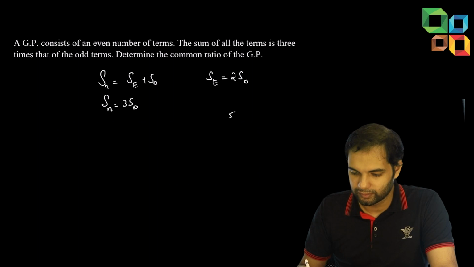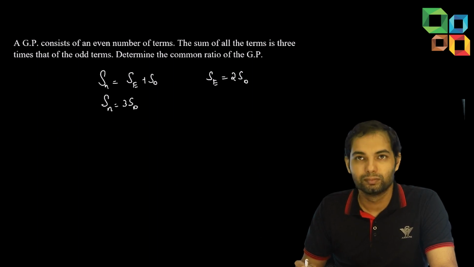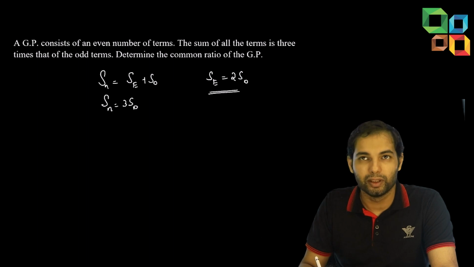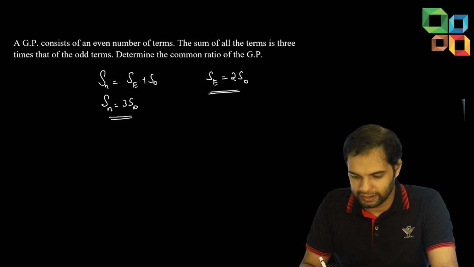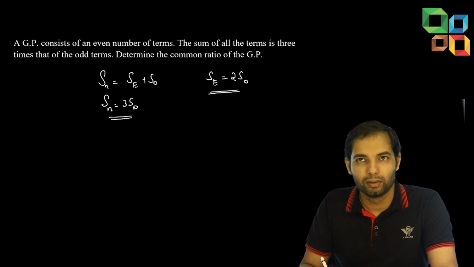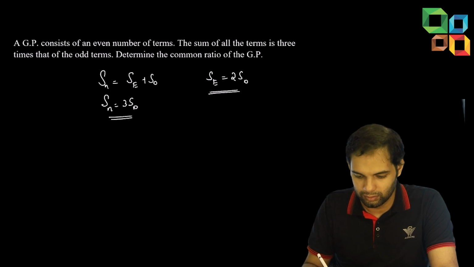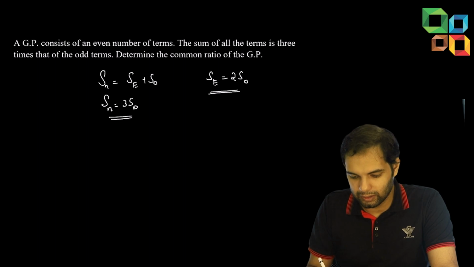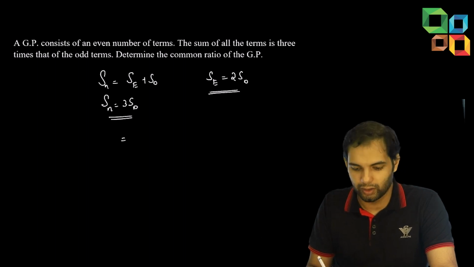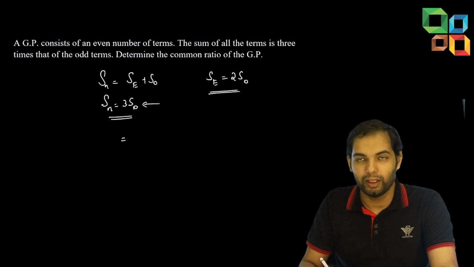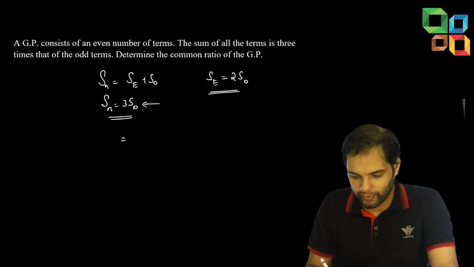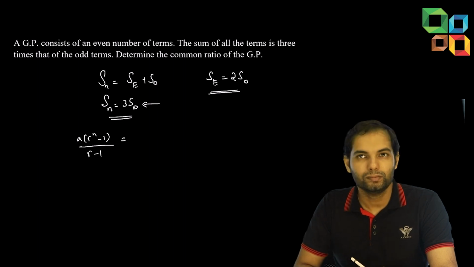Anyone? Apply the formula for the sum and then equate. Here Sn is equal to 3 S odd. Like for Sn, a into 1 minus r to the power n. And then for S odd, we can take the common ratio as r square and the first term as a. Okay, so Sn, the usual formula, a into r power n minus 1 divided by r minus 1.